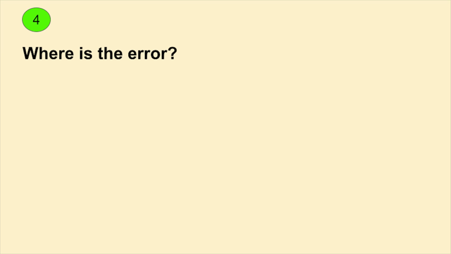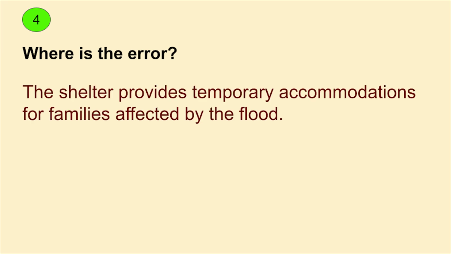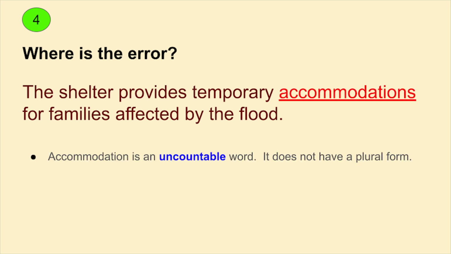Number 4. Again, spot the error. The shelter provides temporary accommodations for families affected by the flood. You have 5 seconds. The error is accommodations. Accommodation is one of those words that is uncountable. It does not have a plural form, so we do not say accommodations. Our sentence should read, the shelter provides temporary accommodation for families affected by the flood.